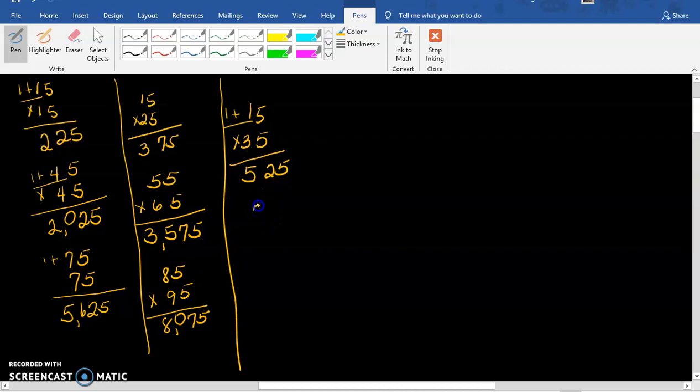I'll give you another one. 25 times 45. They're both two-digit numbers ending with a 5. The difference of the tens digits is 2. The last two digits would be 25. Add 1 to the smaller tens digit. So 1 plus 2 is 3. Times 4 is 12. Take away 1 is 11. So 25 times 45 is 1,125.